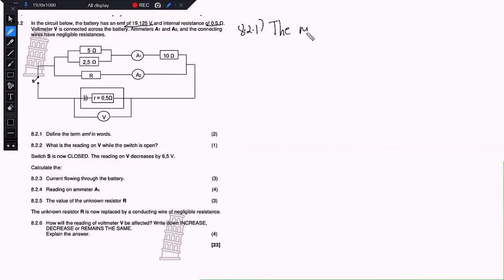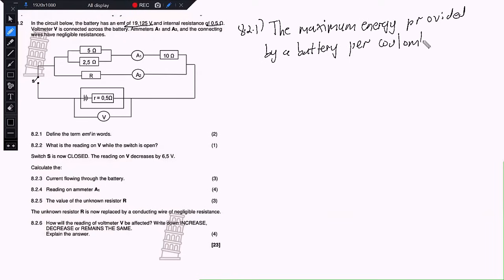So the maximum energy provided by a battery per coulomb of charge passing through it. Right, so note that definition there. So the definition for EMF says: the maximum energy provided by a battery per coulomb of charge passing through it. And that is for 2 marks.